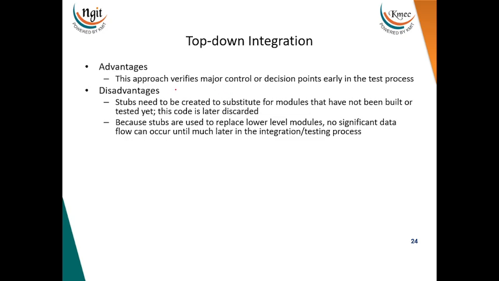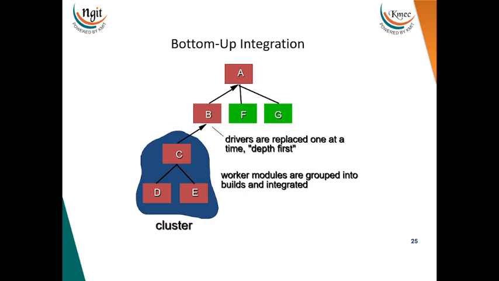Top-down integration advantage: this approach verifies major control decision points early with test cases. Stubs need to be created to substitute models that have not been built or tested yet. These are the disadvantages: because stubs are used to replace lower level models, no significant data flow of information is available. Then we have the bottom up approach.